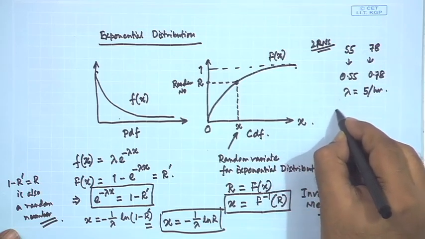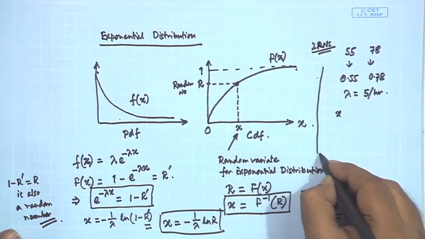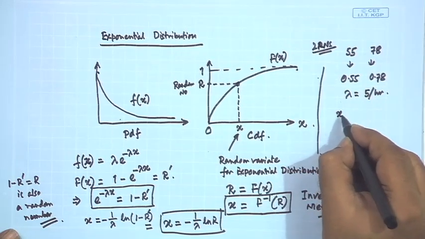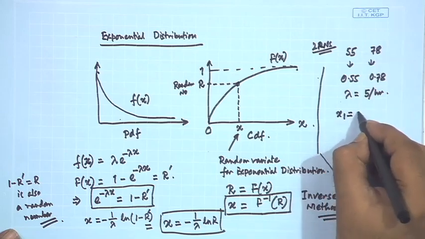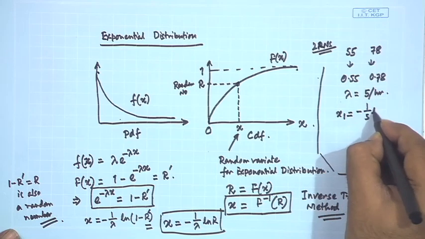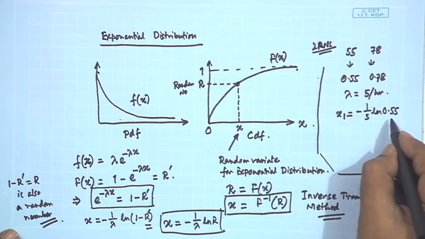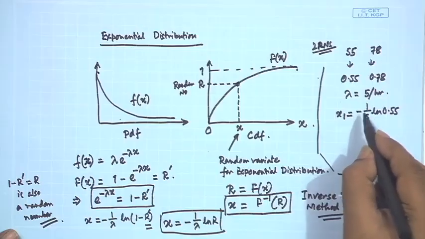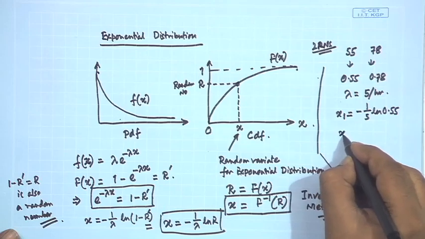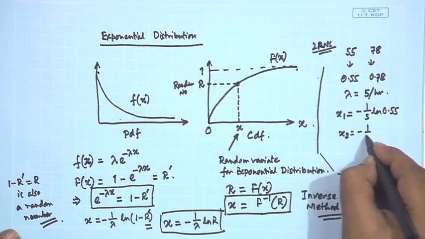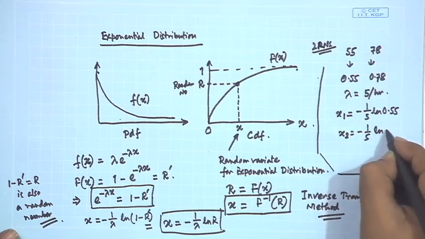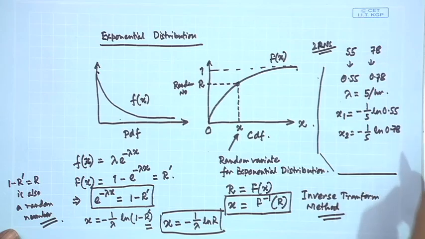So, two random variates will be for exponential distribution. Inter-arrival times would be generated as x1 equal to minus 1 by 5 ln 0.55. Mind you, ln 0.55 is a negative number. So, that negative and negative will make it positive, and x2 will be minus 1 by 5 ln 0.78. Is it all right? So, this is precisely what we have to do to generate a random variate from an exponential distribution.